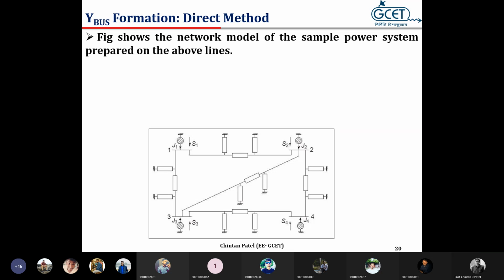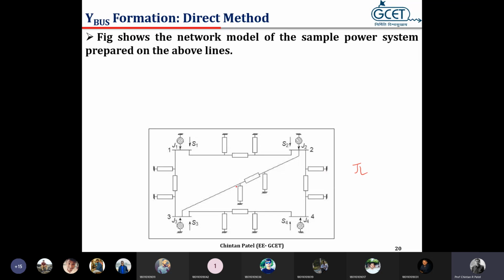Now, observe the figure. It shows the power system modeling. Okay, which model have we adopted here? Pi model. Yes, this is the equivalent pi model.